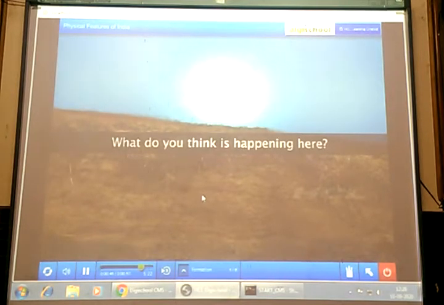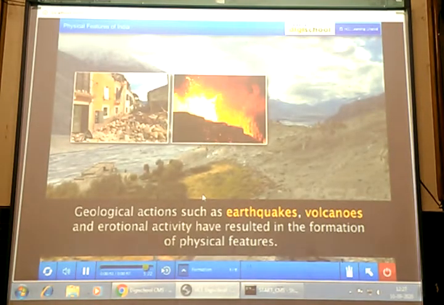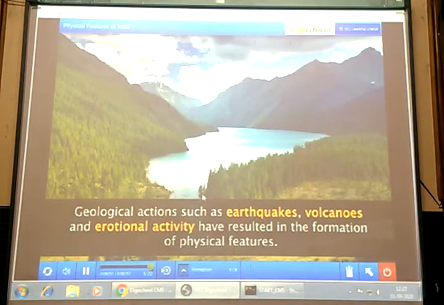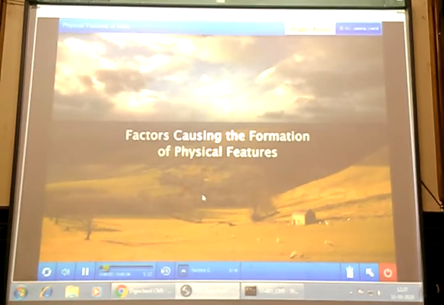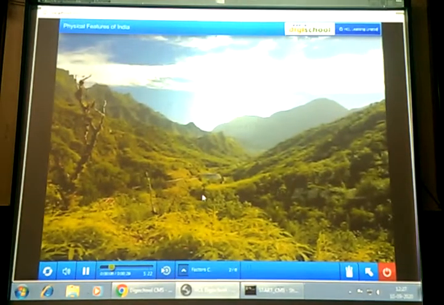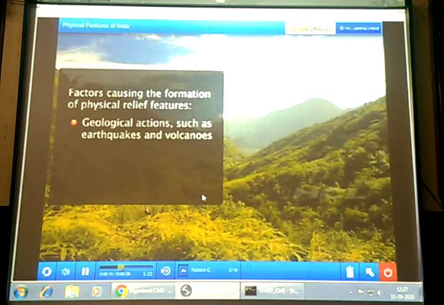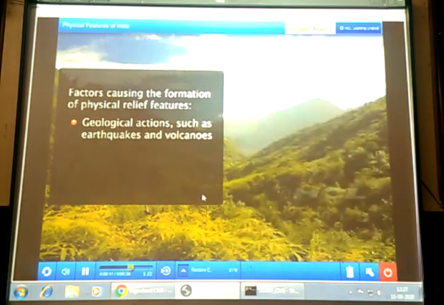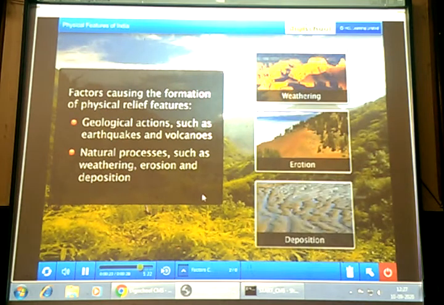What do you think is happening here? Geological actions such as earthquakes, volcanoes, and erosional activity have resulted in the formation of physical features. As we observed in the previous film, physical features are formed due to various geological actions such as earthquakes, volcanoes, and so on. Natural processes such as weathering, erosion, and deposition also create and modify physical features.